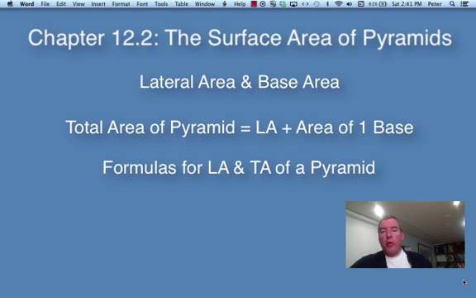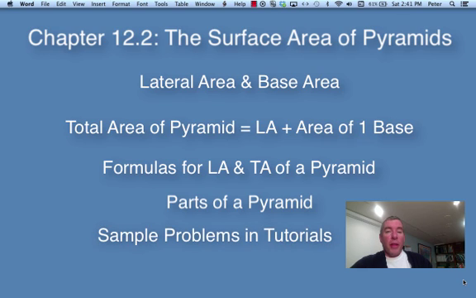We're going to start out the video talking about some of the parts of a pyramid, which maybe remind you of some of the material we covered in chapter 9.8. Then we'll move on and talk a little bit about some of the problems that come up in the section through the tutorials.